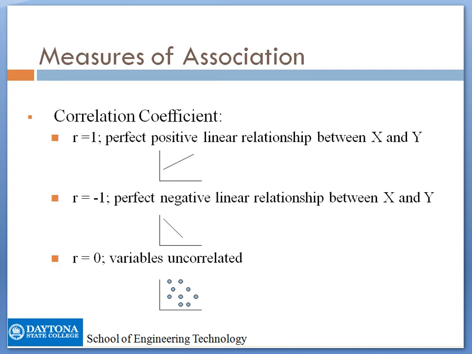If the value of the r is equal to 1, it means that it is a perfect positive linear relationship between x and y. So it's always between two variables. If the value is equal to -1, it indicates that it's a perfect negative linear relationship between x and y. And if the value is equal to 0, it means that the variables are uncorrelated.